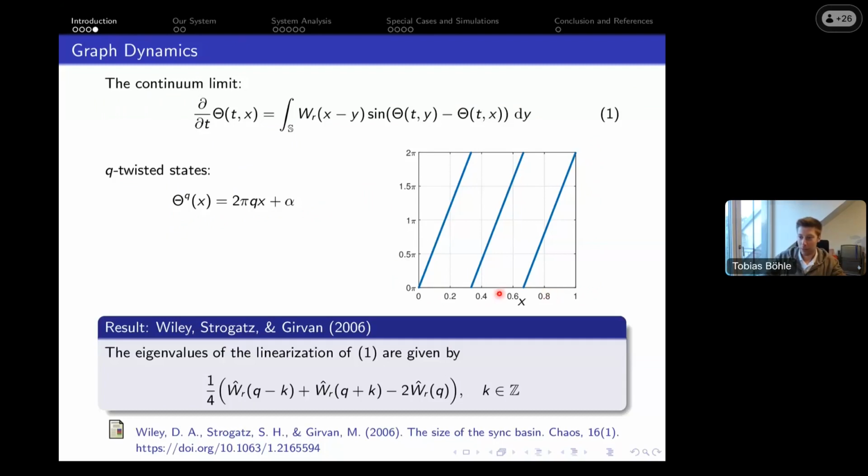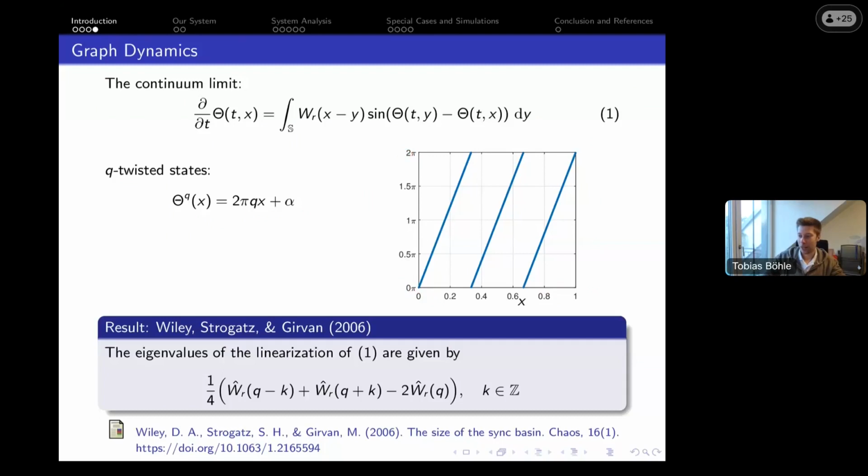Now it seems that this is a discontinuous function, but if you regard this as a function to the unit circle, then it is continuous because there 0 is the same as 2 pi. If you identify 0 with 2 pi, then it's a continuous function.